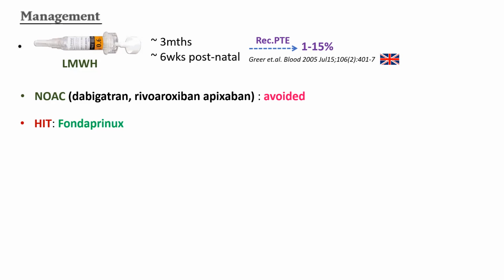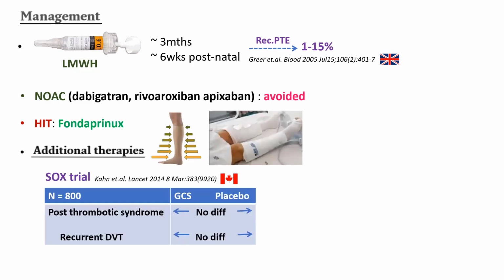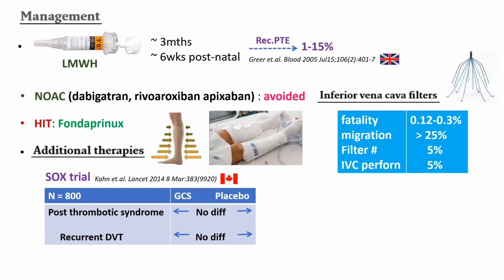If they have heparin-induced thrombocytopenia, fondaparinux has to be used. Additional therapy like sequential calf compression can be used if there is a contraindication for low molecular weight heparin. Graded compression stockings compared to placebo have shown to be of no use, so they should not be considered a standard of care. If there is a contraindication for low molecular weight heparin, then graded compression stockings with sequential calf compression need to be considered. As a desperate measure, if none of these can be used, inferior IVC filters have to be considered.